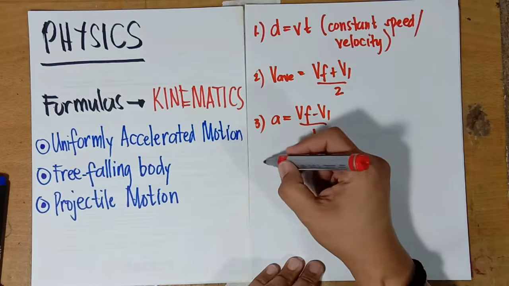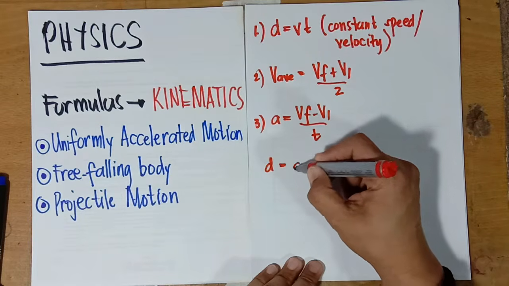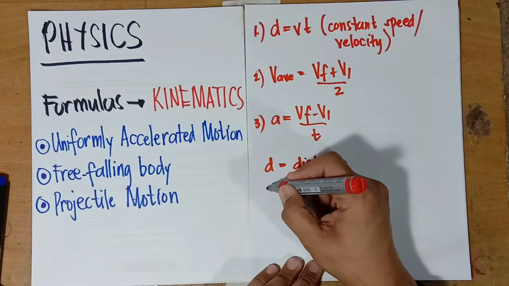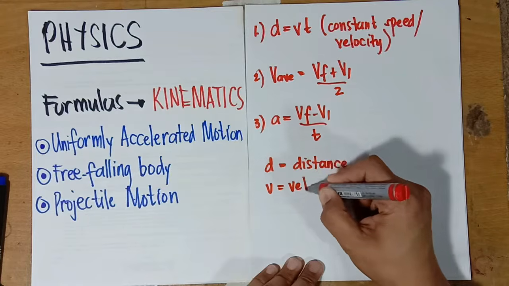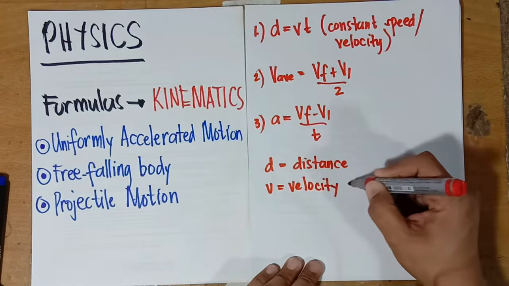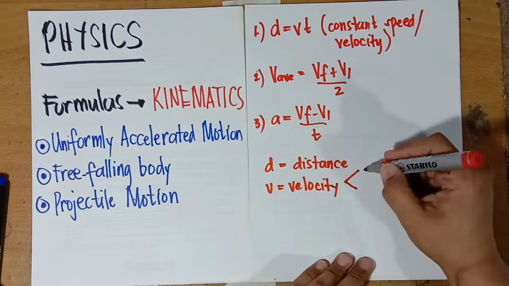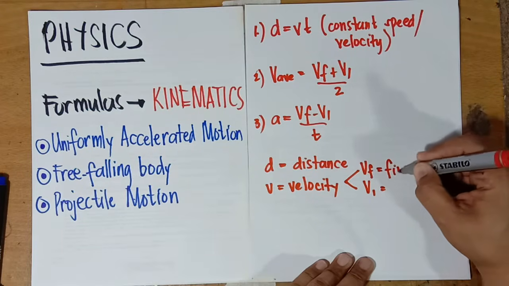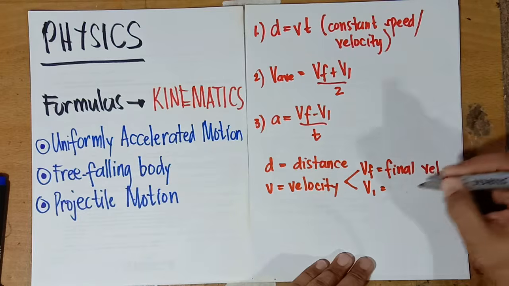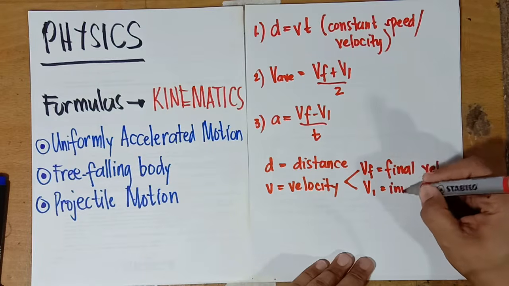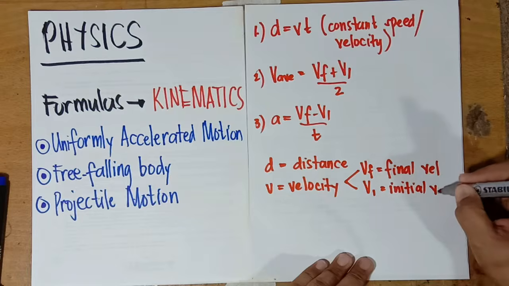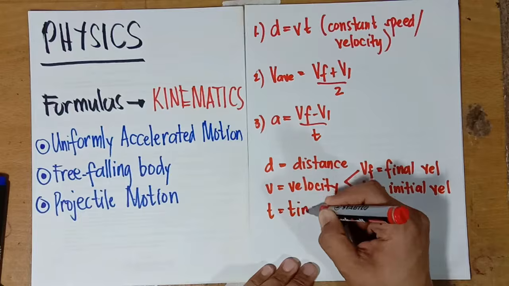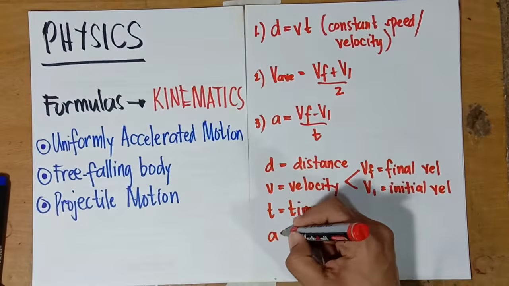For our legend, the d, of course, is the distance, and then the v is the velocity, in which we have two types of it. You have the Vf and the Vi. So Vf is the final velocity, and then the Vi is the initial velocity, and then the t stands for the time, and then a stands for the acceleration.